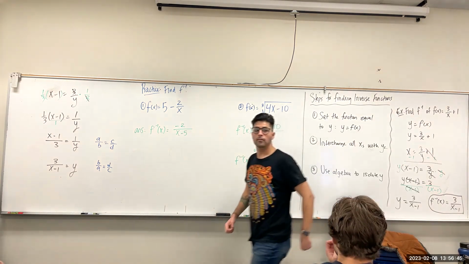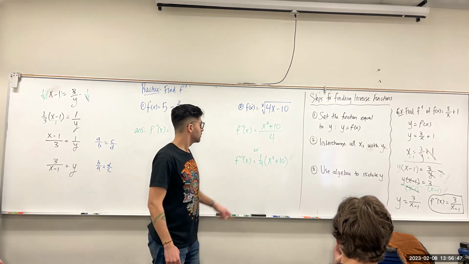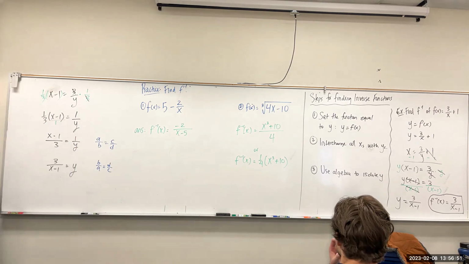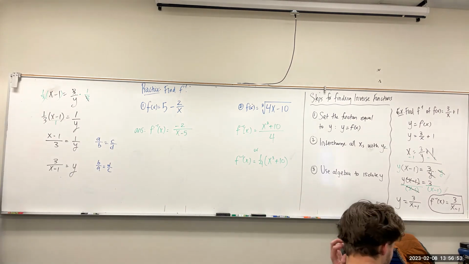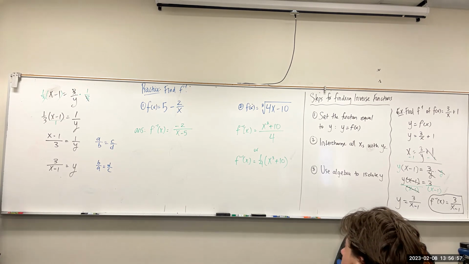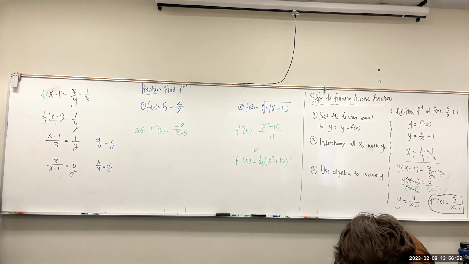Better distributed. Which one? Or not distributed. You plus third over 4. Let me see what you mean. It's cubed over 4 plus 5. You're erasing. Oh, yeah, of course. Oh, yeah, that's fine.